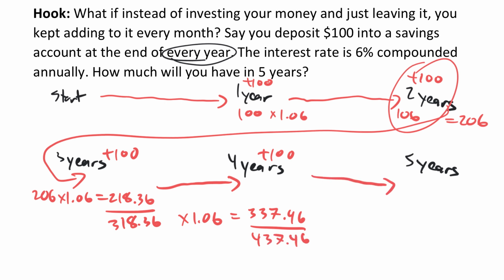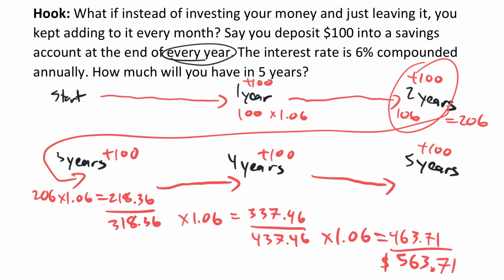Now we go through another year. We get another round of interest. So we get to multiply this by 1.06. That gives $463.71. And then we add another $100 at the end of that 5th year, giving us a grand total of $563.71.